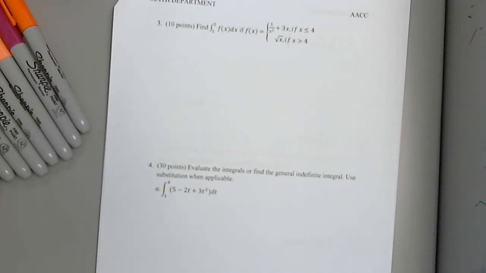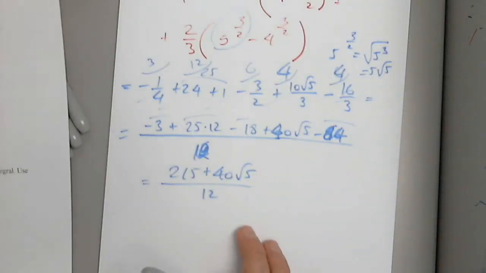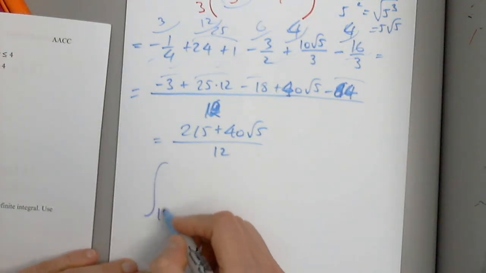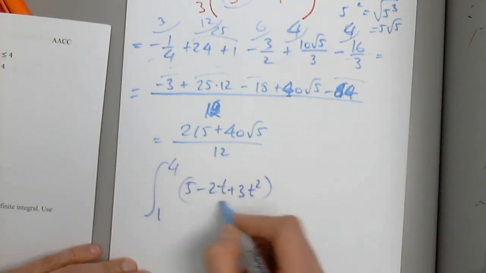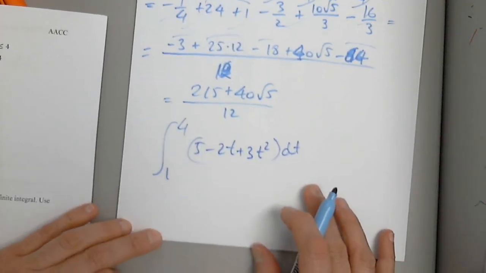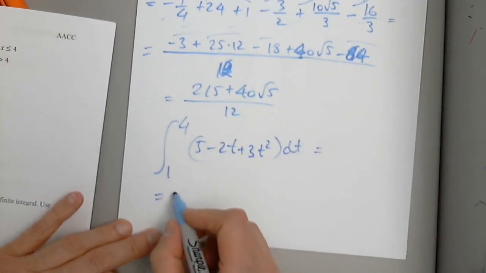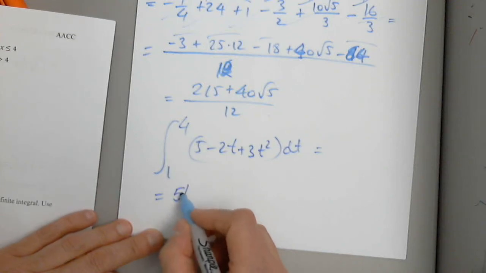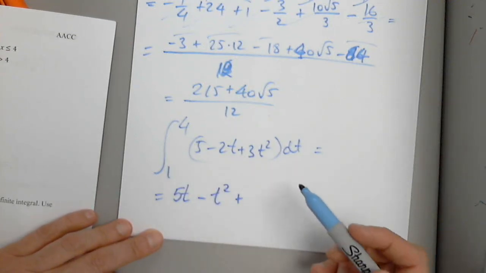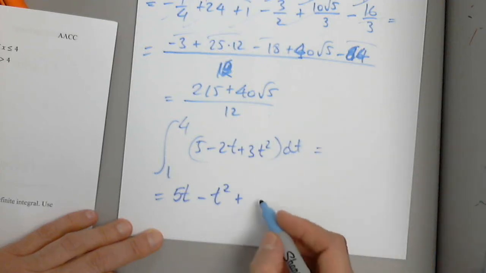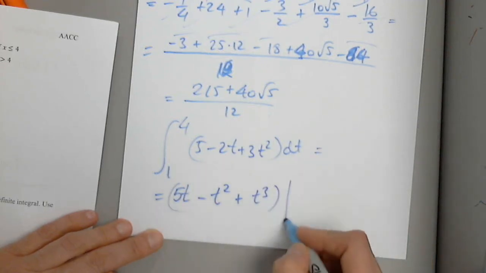Think we're ready, right? Okay, so then we have the integral from 1 to 4 of (5 minus 2t plus 3t squared) dt. Okay, so this is 5t minus 2t squared over 2, which is t squared, plus 3t cubed over 3, which is t cubed, from 1 to 4.